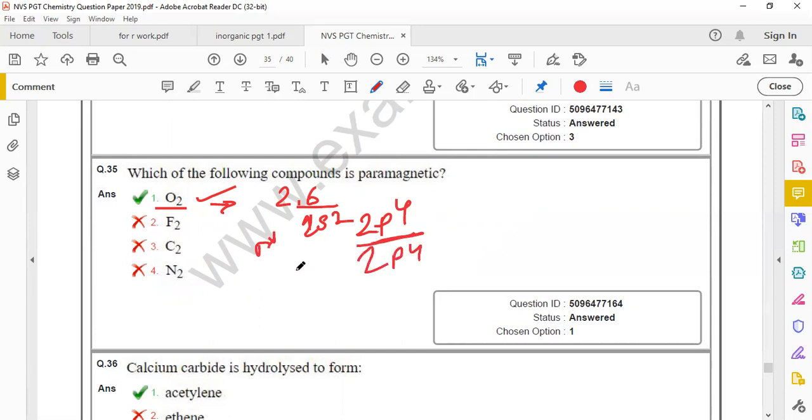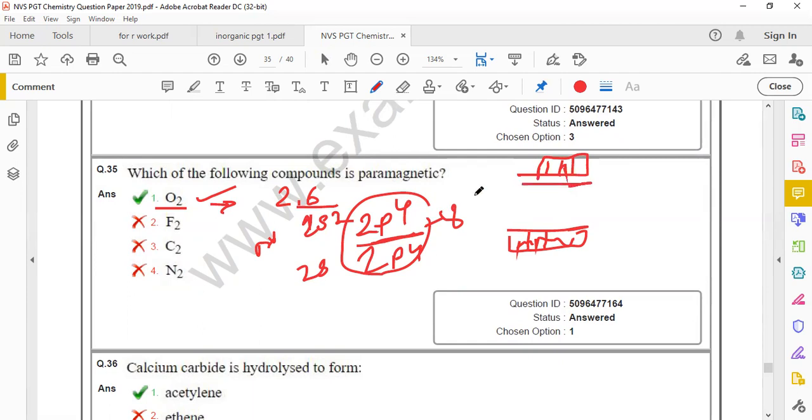Here also we will have 2s2. So the total number of electrons in p4, if you look into how many electrons there are, there are 8 electrons, right? So 6 electrons will be filling over here, and 2 electrons will be left on the anti-bonding orbital. So here we get unpaired electrons, that is why it will be paramagnetic.